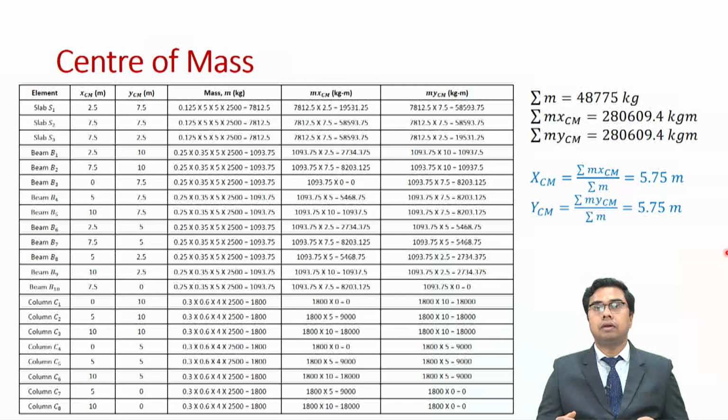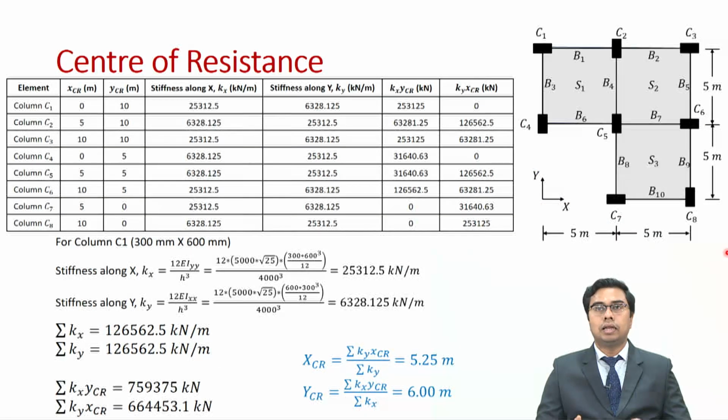Once we are able to calculate the center of mass, let us try to calculate the center of resistance for this given building floor. While calculating the center of resistance, we know that the resistance or the stiffness comes from lateral load resisting elements, which include columns and shear walls. In our case, there are no shear walls, so we will be considering only the columns. So, we have listed this table for all the columns.